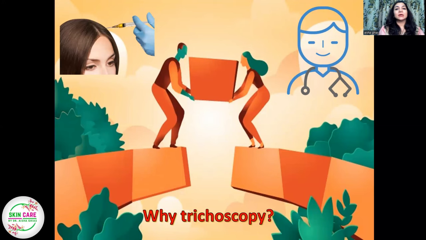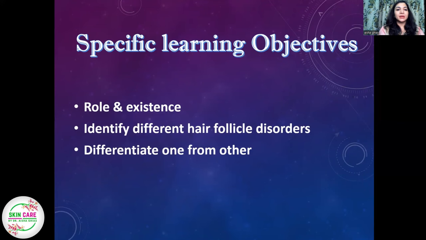Trichoscopy is basically a method of using the dermatoscope or a trichoscope in our clinic to diagnose the problems of hair fall instantly, without going towards biopsy and without going for the special blood testing and the other labs. It basically bridges the gap between your clinical judgment and the invasive testing. You'll be able to identify the role and existence of trichoscopy in general and obviously identify different hair disorders in particular and differentiate them from one another.